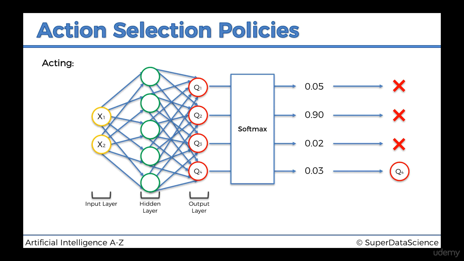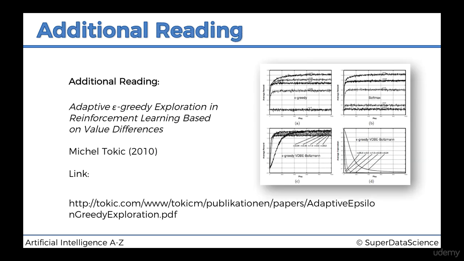And I've got an interesting reading for you. This is called Adaptive Epsilon Greedy Exploration in Reinforcement Learning Based on Value Differences. It's a 2010 article, and it's interesting because Michel Tokic, I'm not sure how to pronounce it, introduces a different type of algorithm, an adjusted epsilon greedy algorithm, called the VDBE algorithm, or epsilon greedy VDBE algorithm.